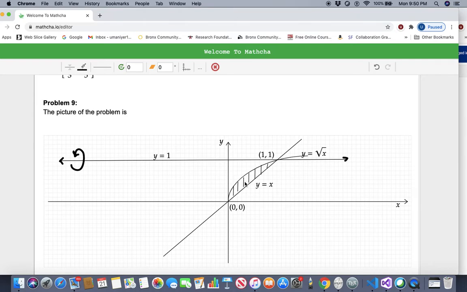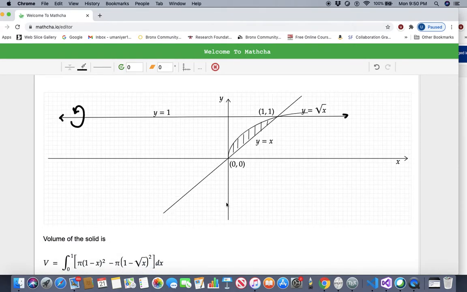So you want to take this curve, rotate it about the line y equals 1. Notice the intersection points are (1, 1) and (0, 0). Okay, you might want to check for yourself. Set x equals square root x and solve for x. All right, you will get (0, 0) and (1, 1).